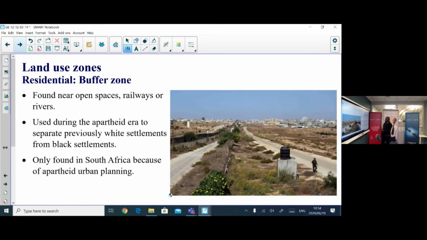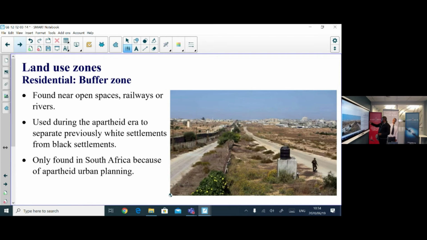Then the buffer zone, it is something typical of an apartheid state that used to exist in South Africa. And as you can see here, it is found near open spaces, railways, or rivers. And as you can see in this picture here, there is a separation being done here between two communities.